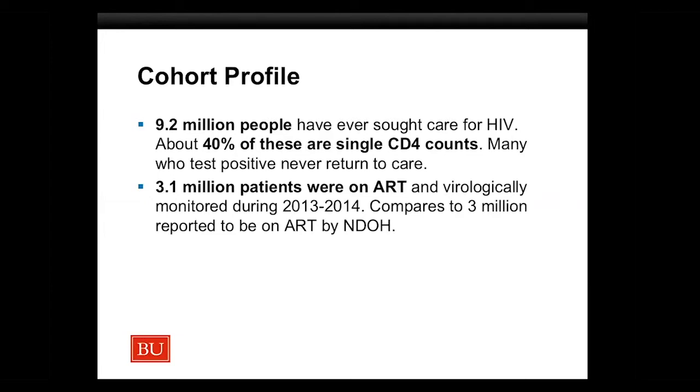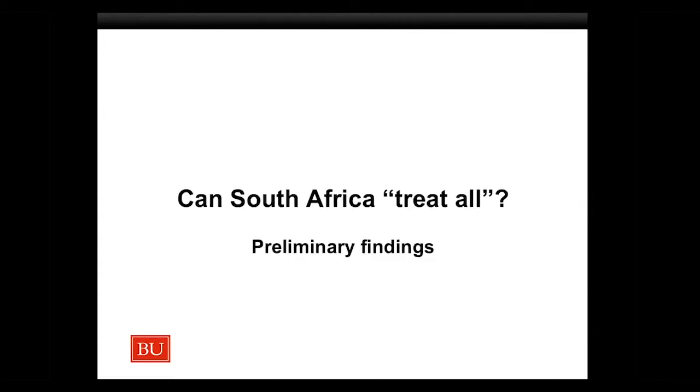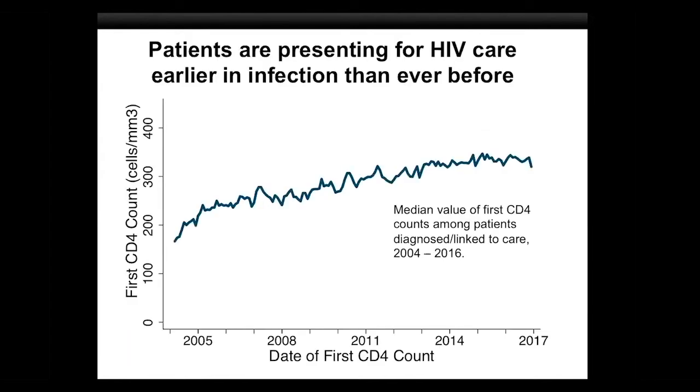We identified 3.1 million patients on antiretroviral therapy and virologically monitored, which compares to the 3 million reported by the National Department of Health. I'll show just a few teaser early findings from this work in terms of ways that we are trying to use these data to evaluate policy and to inform the next wave of the response. So can South Africa actually treat everybody?